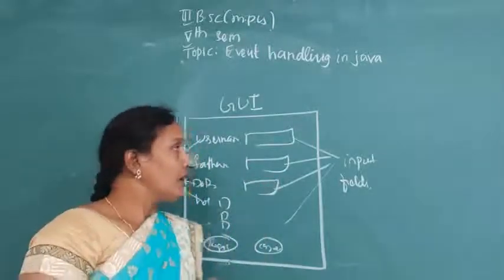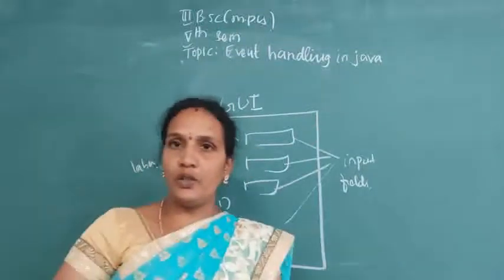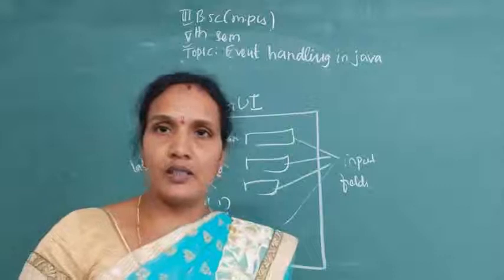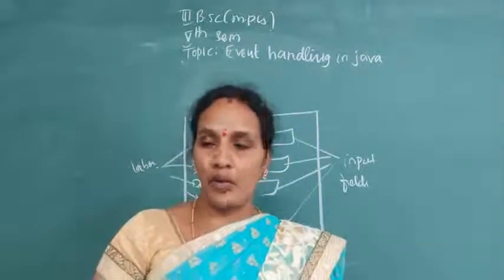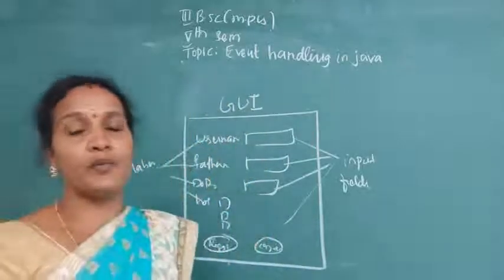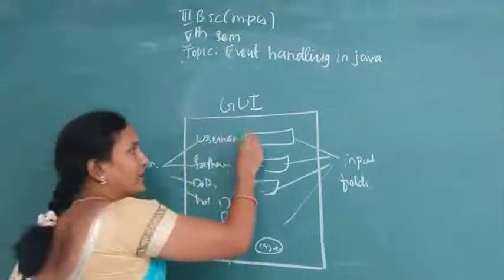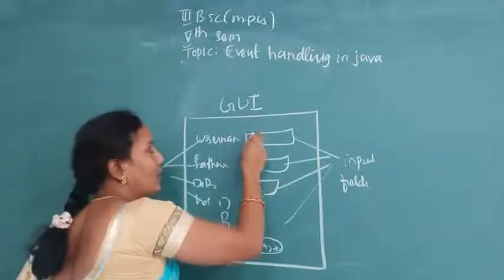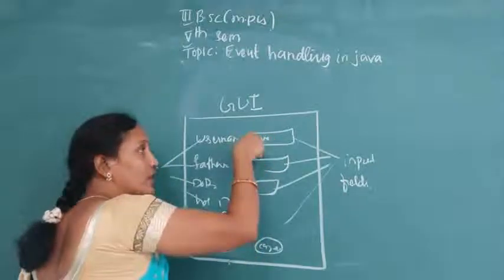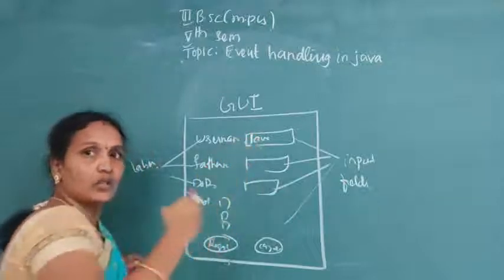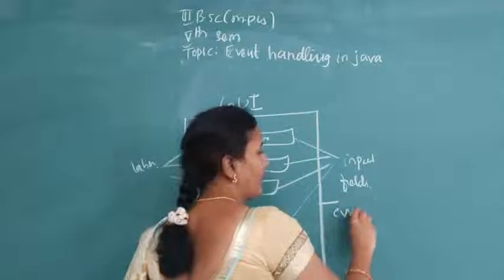So here, whatever actions the user performs in this window, that is called an event. Whatever action the user performs, that is called an event. Example, the user is clicking here in order to enter the content. Here I want to enter the data, so first I am clicking on this. So the user is performing some action, and that is nothing but an event.